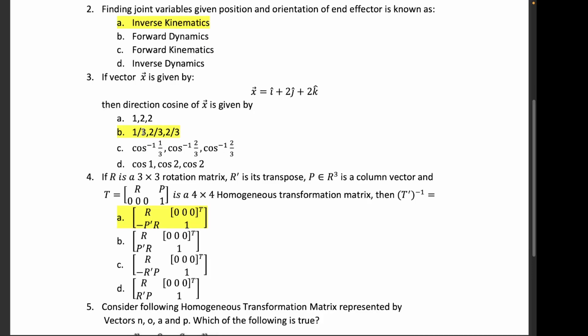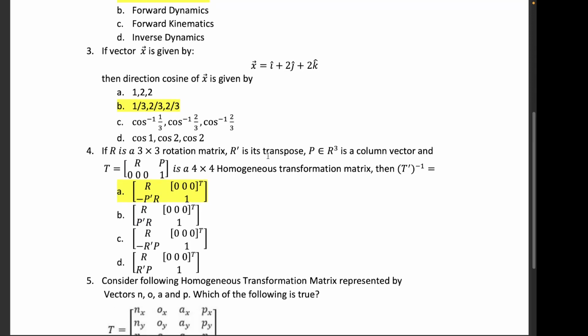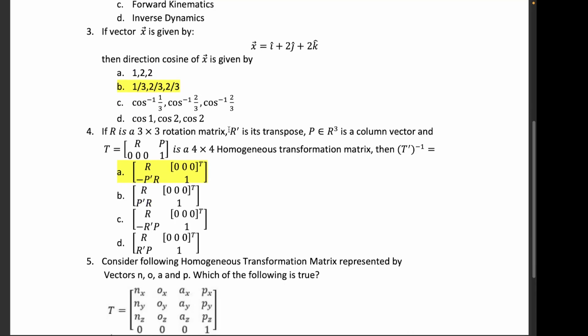in this case, 1 square plus 2 square plus 2 square will give us 9. Under root 9 is 3. So the direction cosines are 1 by 3, 2 by 3 and 2 by 3. And basically direction cosines give us how this vector is oriented in 3D space. Cos inverse of these direction cosines give us the angle that this vector makes with the 3 axes x, y and z.